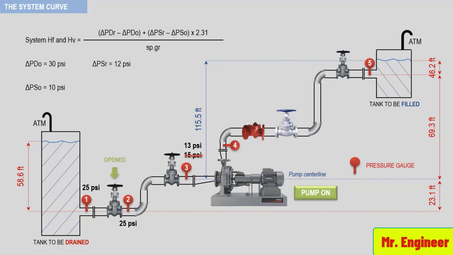Recall that this term corresponds to the pressure differential at the suction when the pump is running. In our case here, it is the pressure reading on gauge 2 minus the real pressure reading on gauge 3, so 25 psi minus 13 psi, equal to 12 psi.